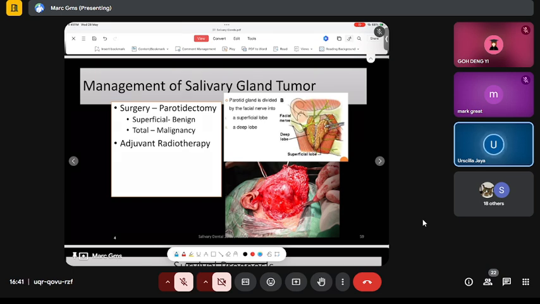Are you all following? Am I going too fast? No, doctor. Okay. And then you see whether the patient needs any adjuvant radiotherapy. Okay.